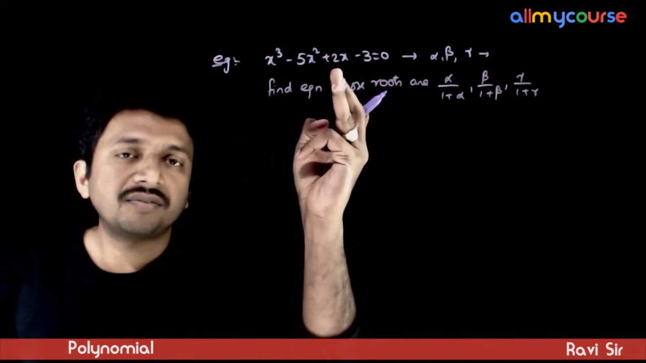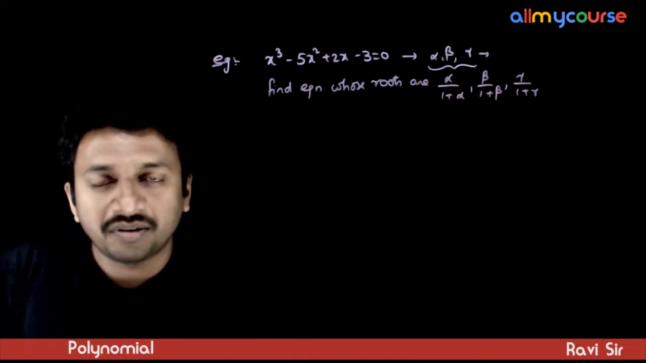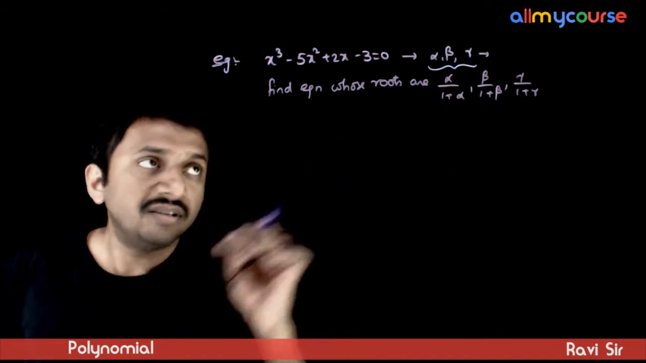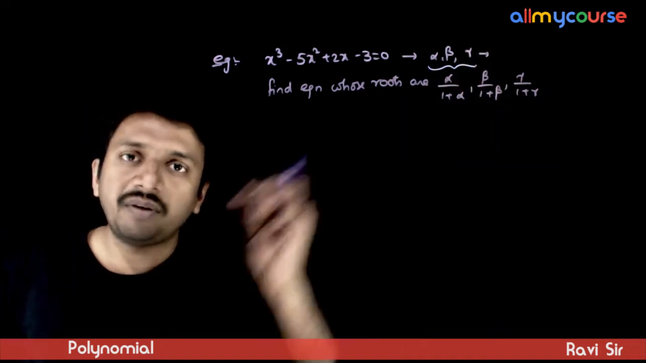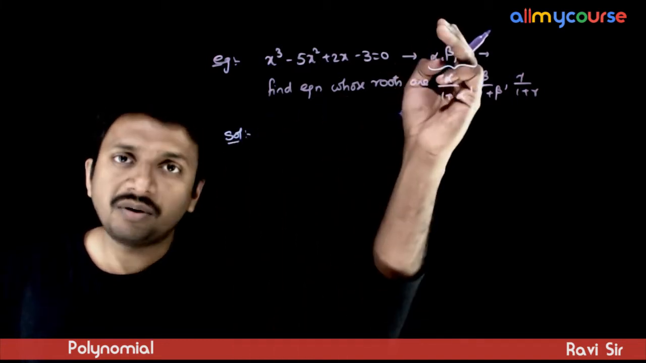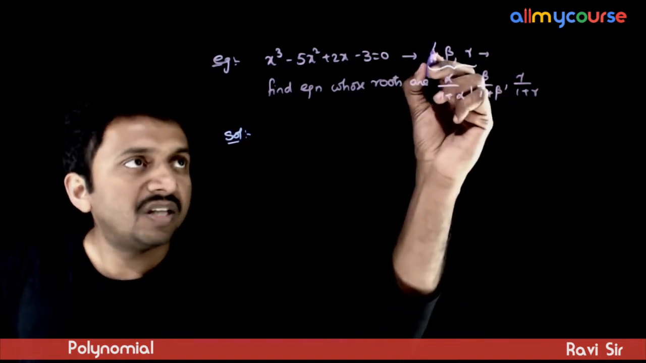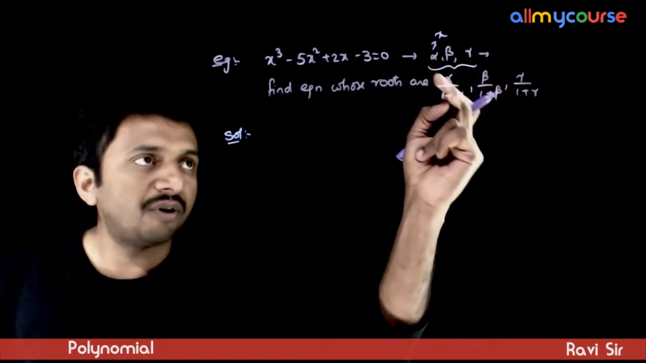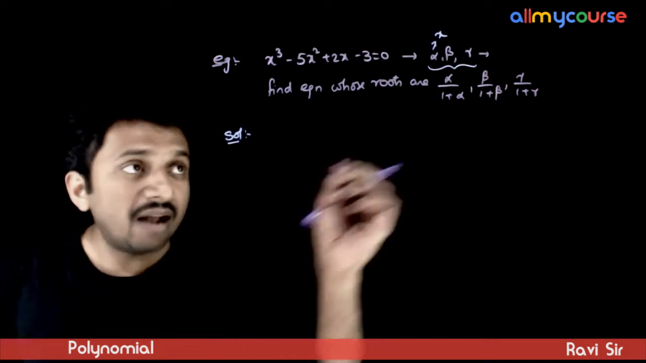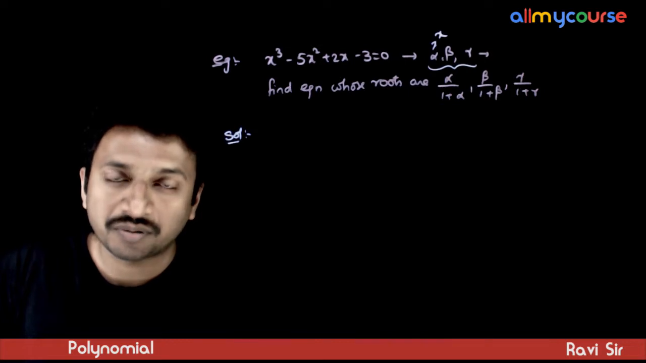x cube minus 5x square plus 2x minus 3 is equal to 0 has roots alpha, beta and gamma. You're asked to find the equation whose roots are alpha by 1 plus alpha, beta by 1 plus beta and gamma by 1 plus gamma. So how do we transform the original roots into these roots? As you can very clearly see, if this number is x, the transformation is of the form x by 1 plus x, the same for all the roots. So you have to have the same transformation for all the roots. Then only we can use the theory of transformation of roots.